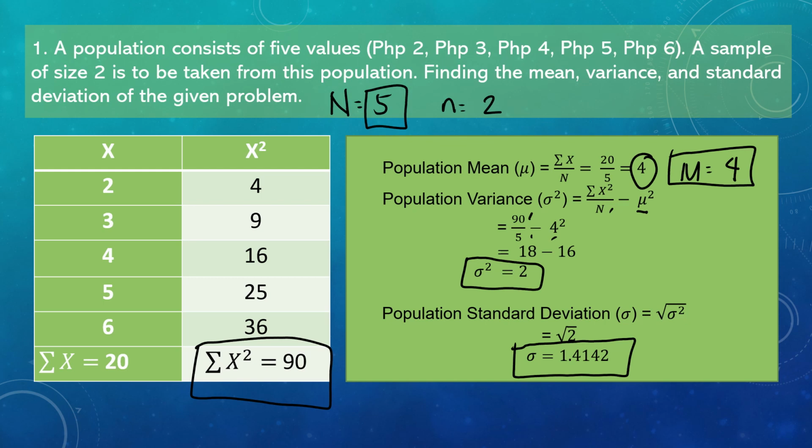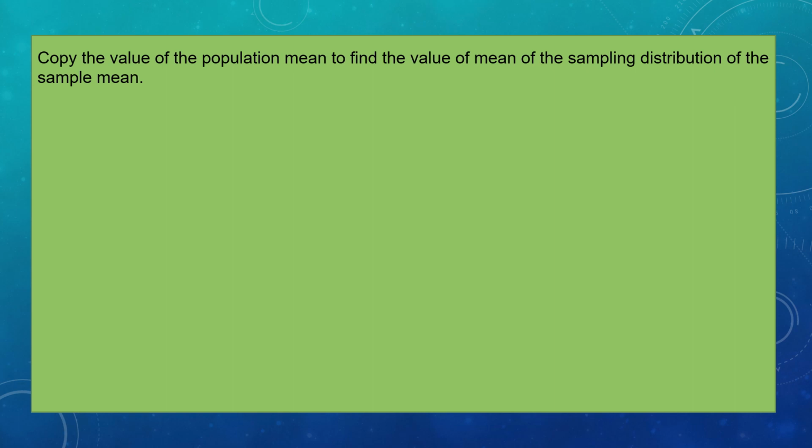So we already have capital N equals 5, small n equals 2, mu equals 4, sigma squared is equal to 2, and sigma equals 1.4142. Let's rewrite that on our next slide. Let's write capital N equals 5, sample size n is equal to 2, mu is equal to 4, sigma squared is equal to 2, and our population standard deviation, which is equal to 1.4142.